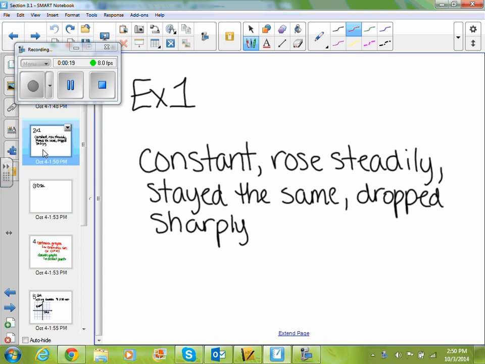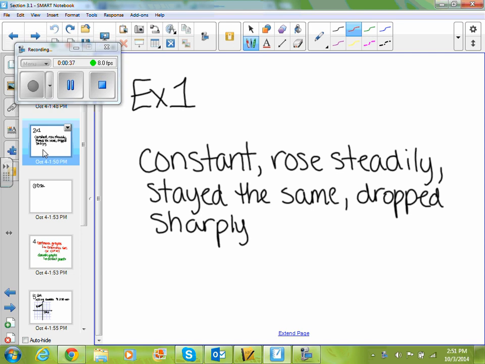So on example 1, it says the air temperature was constant for several hours at the beginning of the day, for 7 hours. It's the same temperature for most of the day before dropping sharply at sundown. So we're going to sketch a graph to represent that, okay?